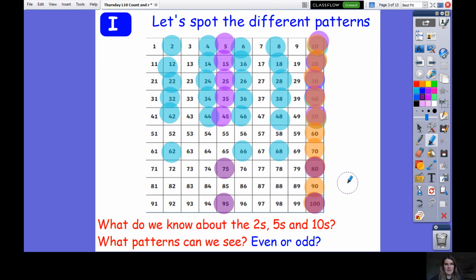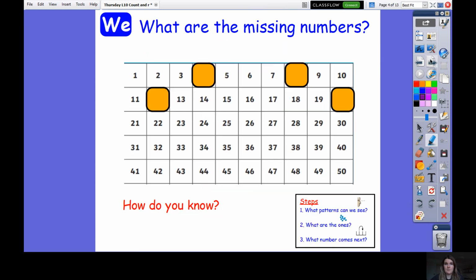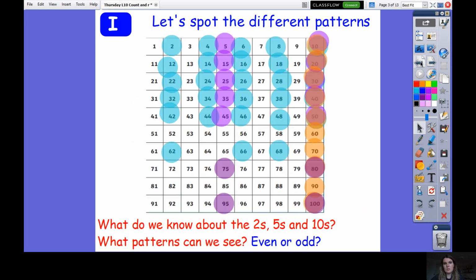So there's lots of patterns here. And these patterns are really going to help us today because they're going to show us where some missing numbers are. So this is our challenge today. We have to spot if there's any patterns that we can see. We need to find out what our missing numbers are by looking at what number comes next. So here I've hidden 4 numbers. So we're going to try and find out what number is missing. And we can use this knowledge that we've already got to help us.